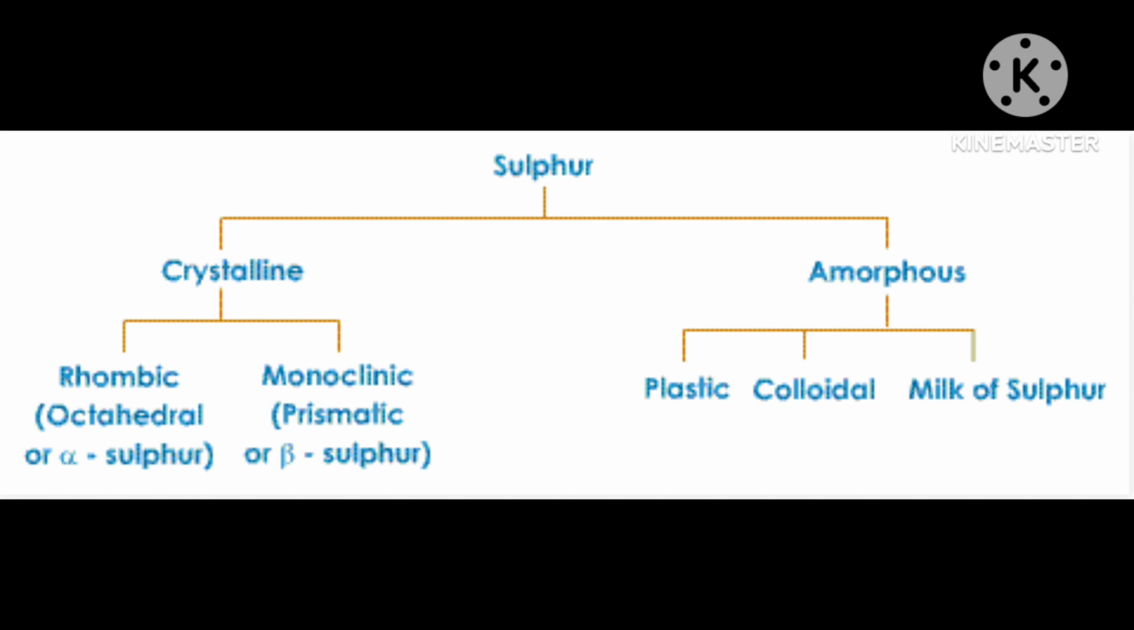Now I am telling about rhombic sulfur in detail, also called alpha sulfur. This allotrope is yellow in color, melting point 385.8 Kelvin, and specific gravity 2.06. Rhombic sulfur crystals are formed on evaporating the solution of roll sulfur, R-O-L-L, in carbon disulfide.